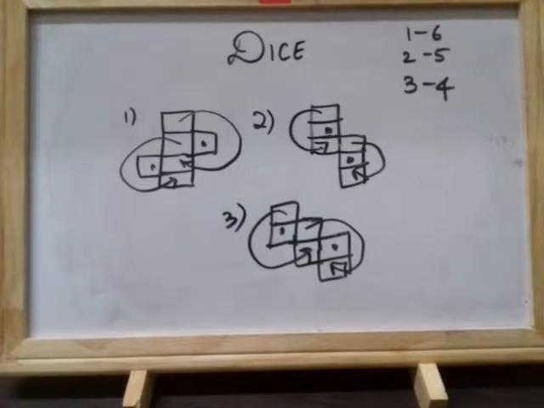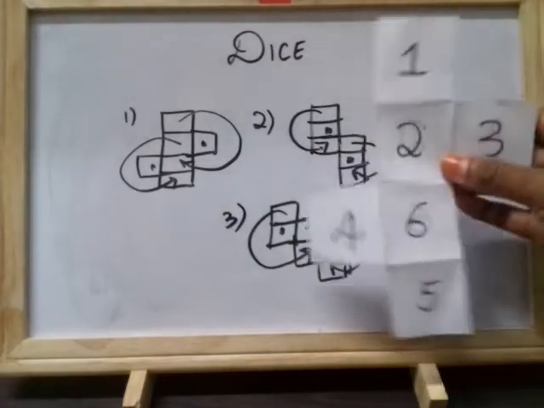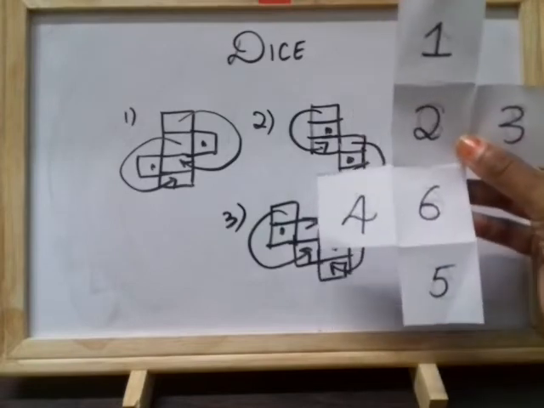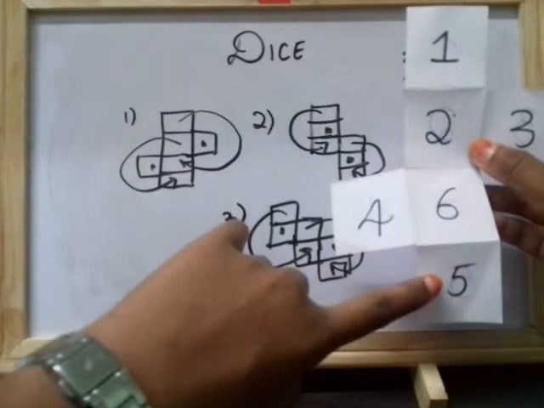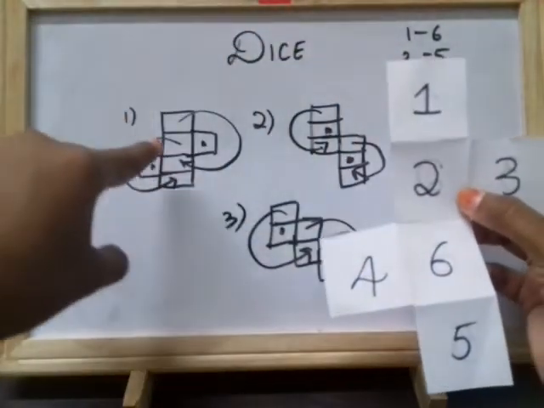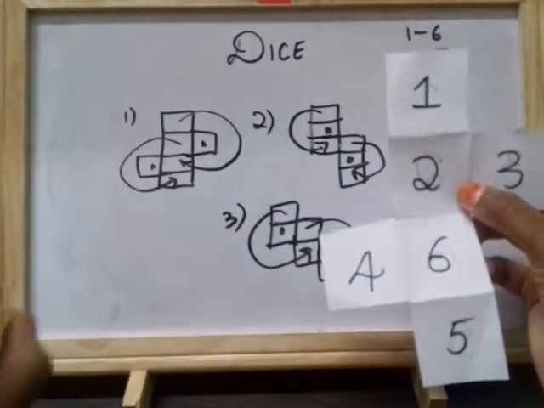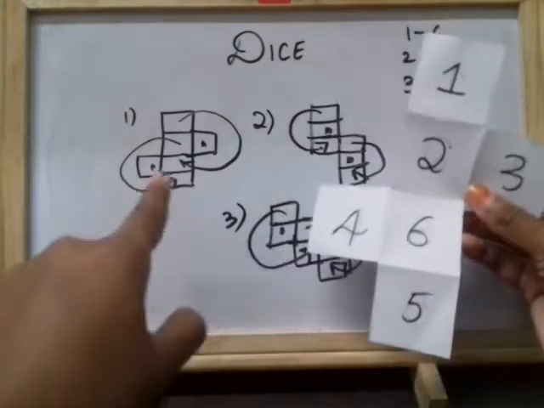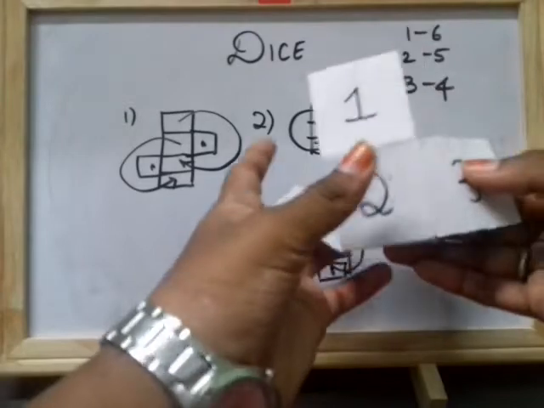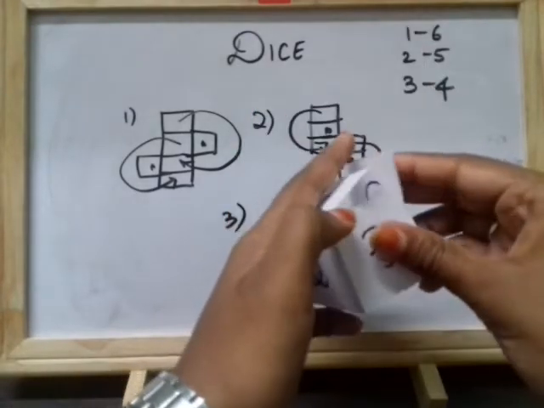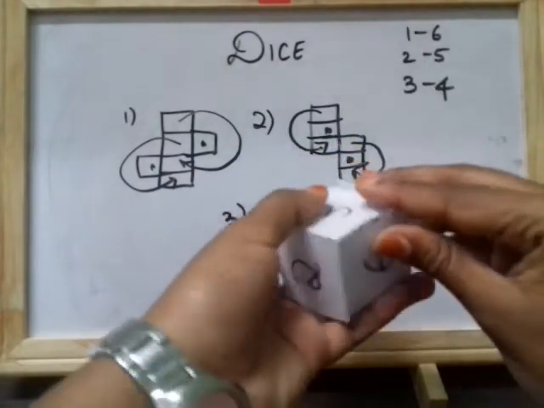This is the first type, where 1 is opposite to 6, we can conclude that this face is opposite to this face. 2 is opposite to 5, we can conclude that this face is opposite to this face. 3 is opposite to 4, we can conclude that these both are opposite to each other. And when we fold it, it results in a standard cube.